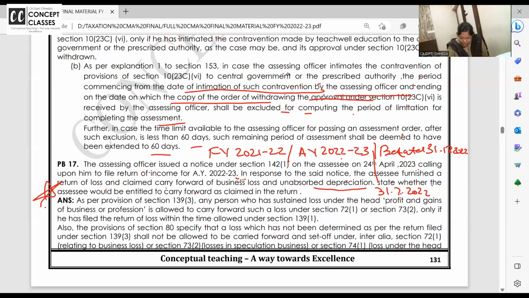If you have not filed your return on time, and then in a 142(1) notice the AO is asking you to file the return. So now you are filing a backdated return, can you push in the loss as well? Can you do so? Answer is no. Understand this, please. What is 142(1)? Notice for the assessee to file his return. He may not have filed the return.